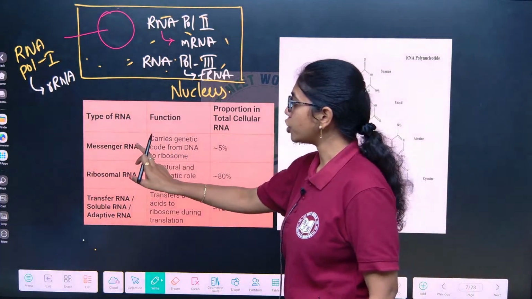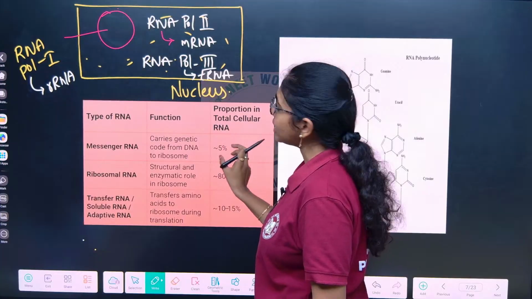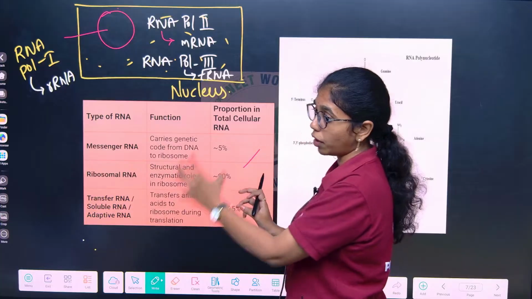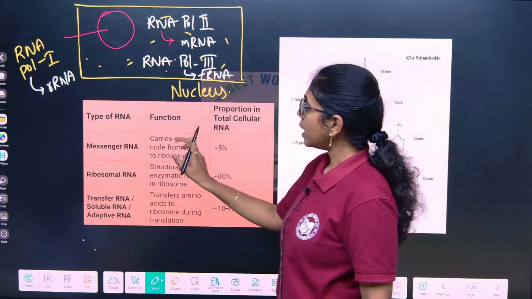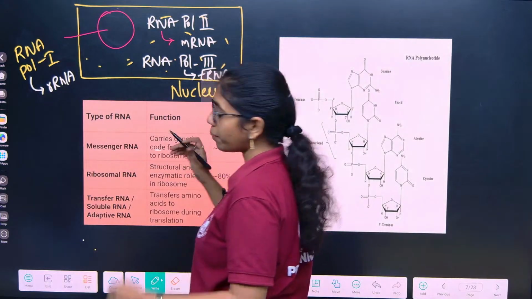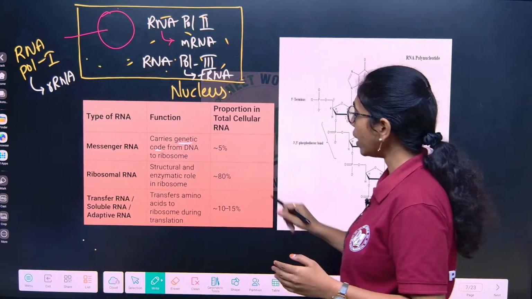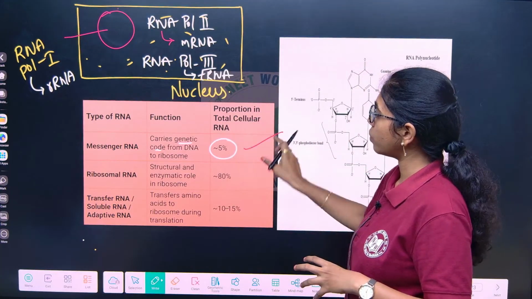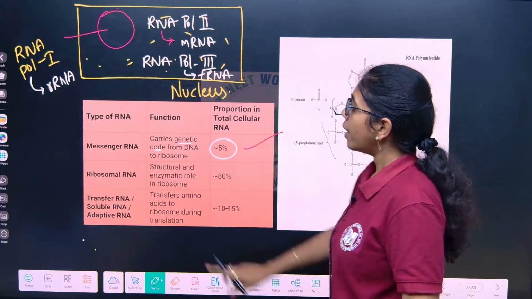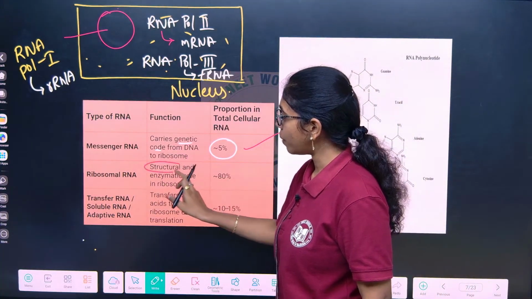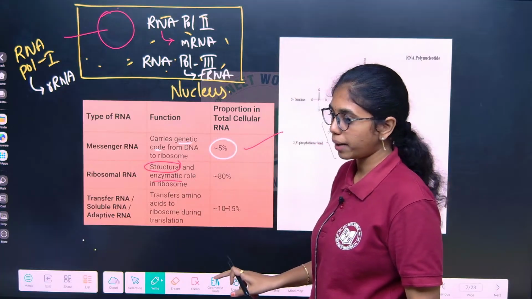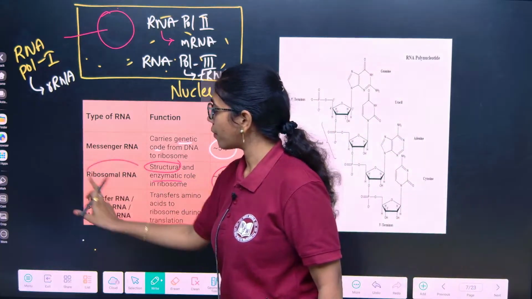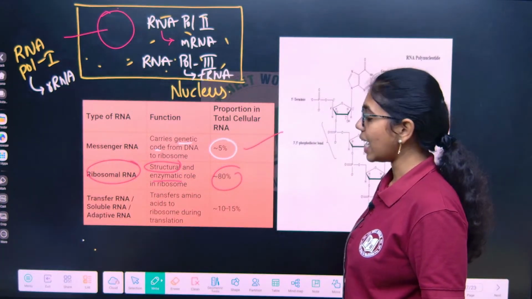So, here you see the functions and the proportion in the total cellular RNA. In total cellular RNA, what are their proportions and what are the functions of this? Messenger RNA carries genetic code from the DNA to the ribosome. Okay. So, mRNA proportion amongst the total types of RNAs will be 5%, and then ribosomal RNA, which plays both structural and enzymatic role in the ribosome, is 80%. So, the more proportion is occupied by what? Ribosomal RNA.